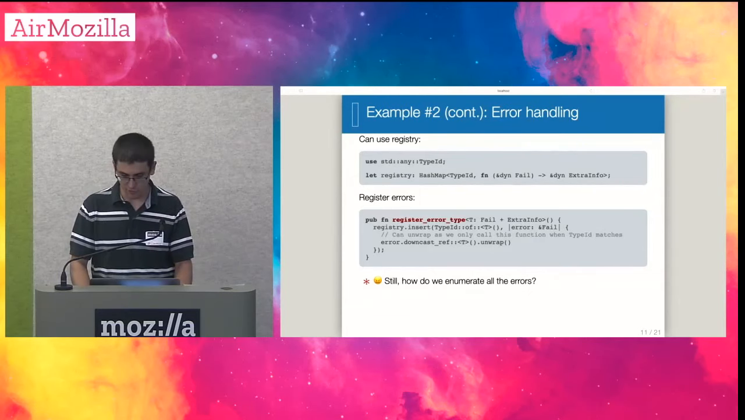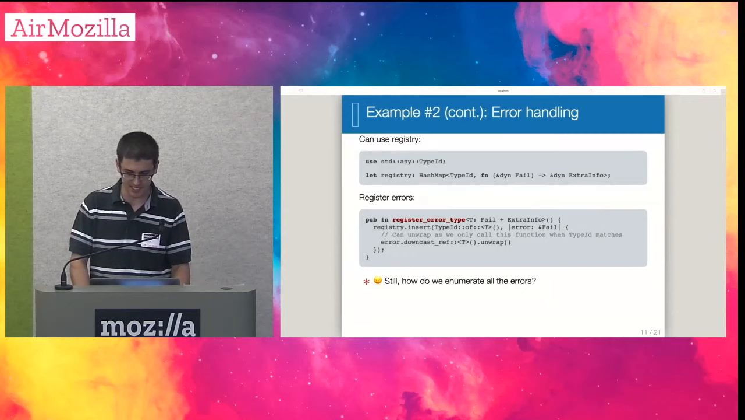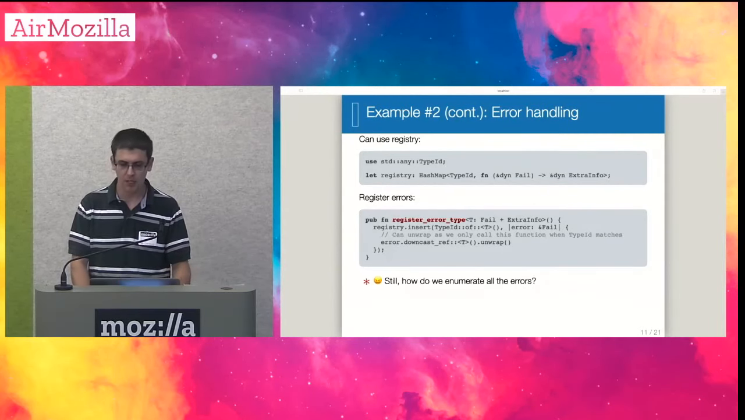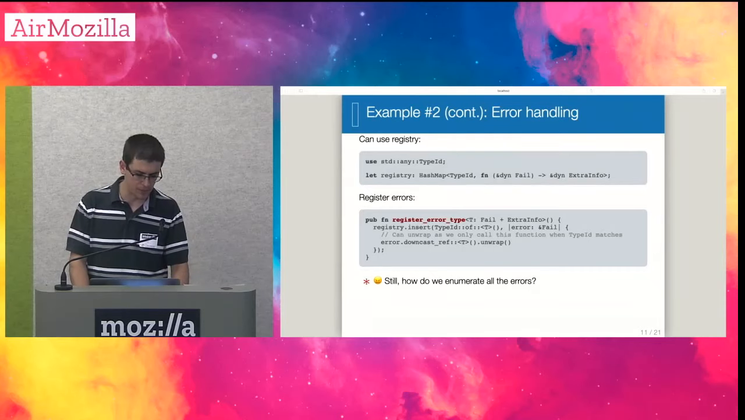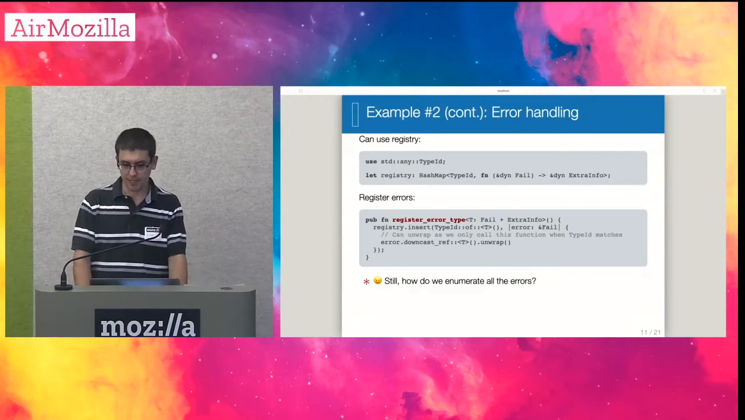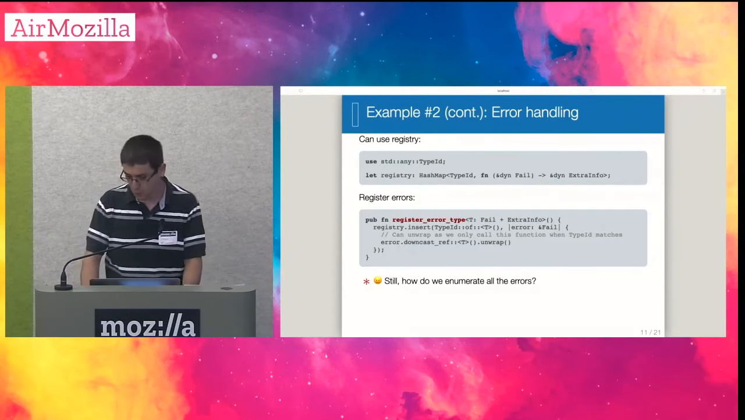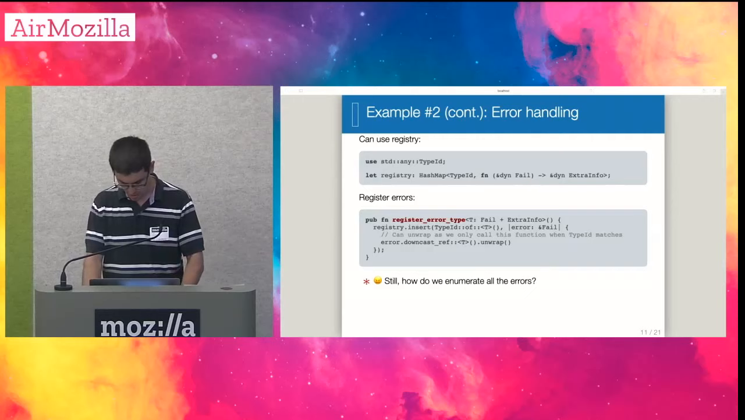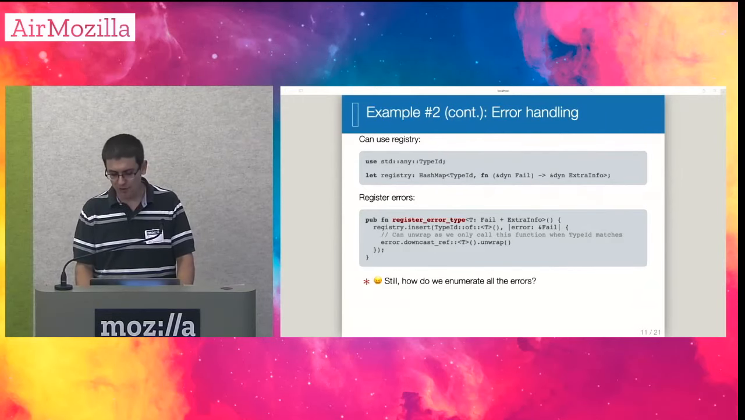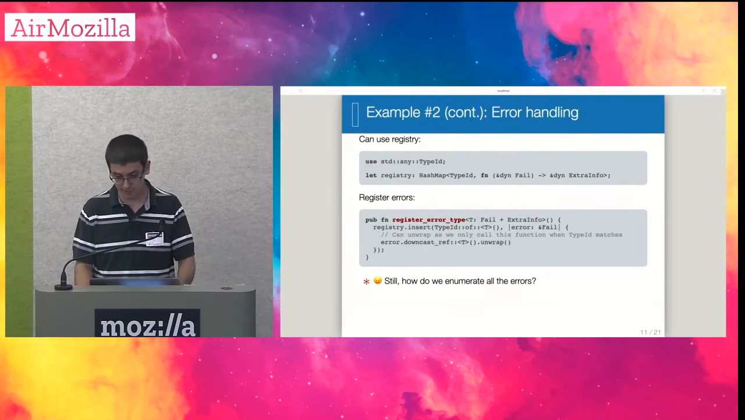I was looking for a solution for a long time. There were different ideas. Maybe we can build a compiler plugin, so whenever we declare an error type you annotate it, and the plugin generates code that registers all the error types. Or we can build a tool that scans our source code and finds all the errors. Or we can manually register all error types. That's the approach we took originally.